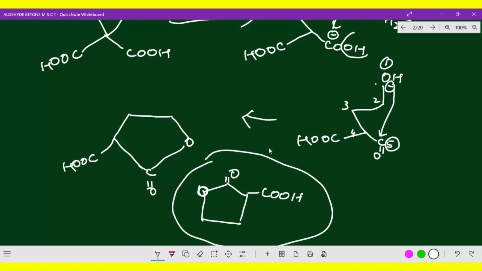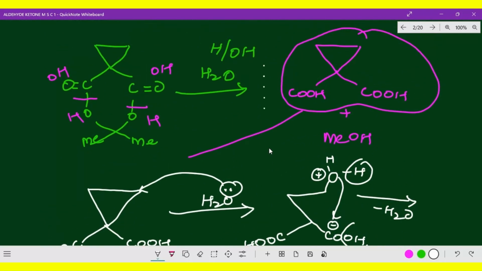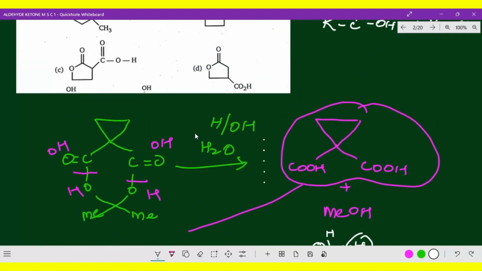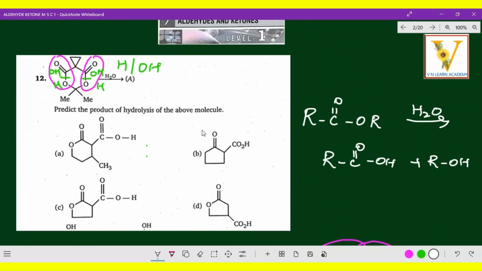See, generally this is based on ester formation. How do we go about the hydrolysis of an ester? That is the main point. If you know the concept, you can easily identify the answer. I hope you got the clarity now. Which is the correct option according to this?